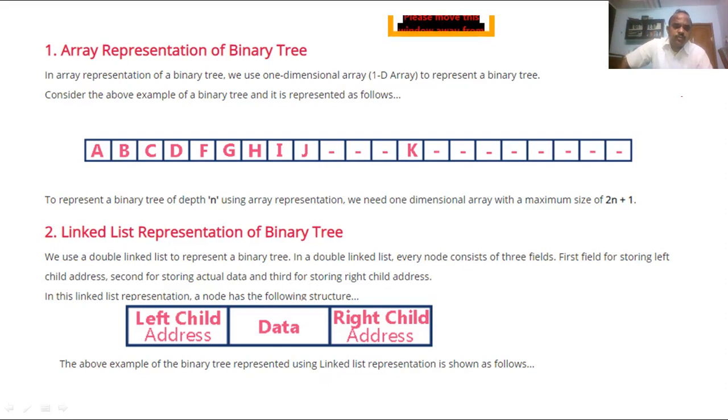Clear all of you? So in the linked list representation of a binary tree, we use a double linked list to represent a binary tree. In a double linked list, every node consists of three fields. First field is for storing the left child address, second field is for storing the actual data, and the third field is for storing the right child address. So this is like a double linked list. Clear?